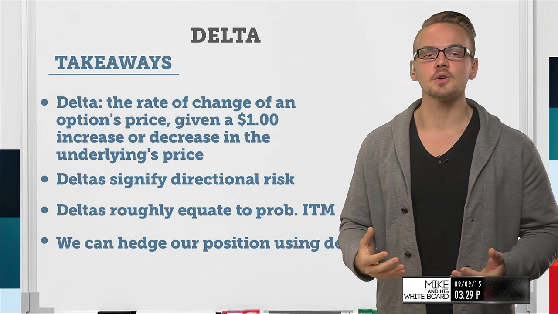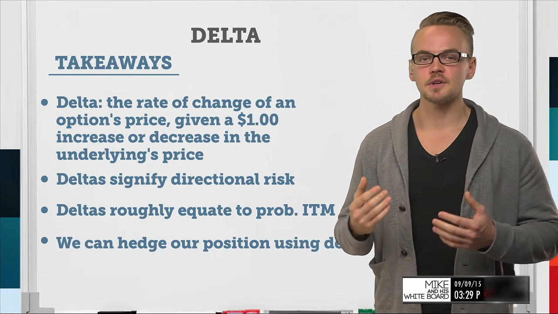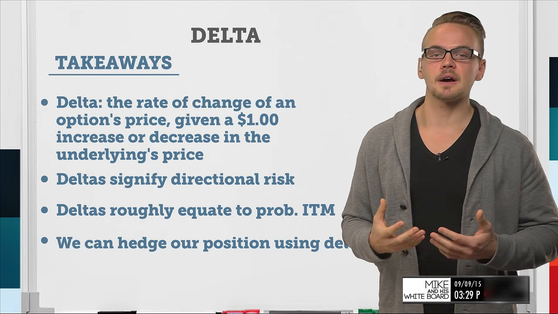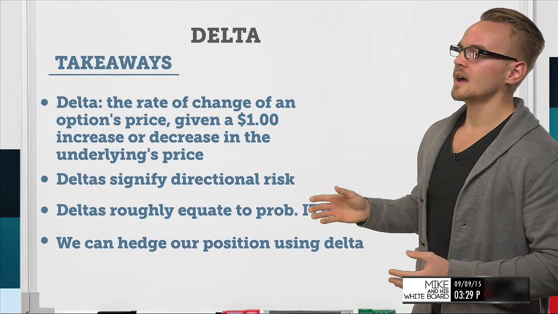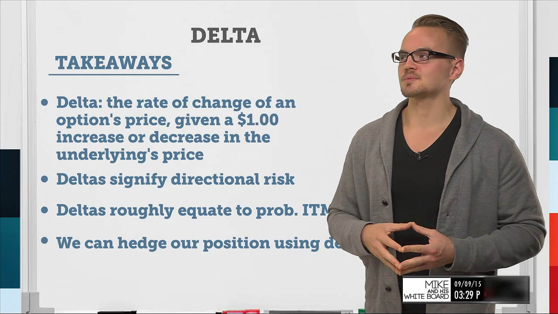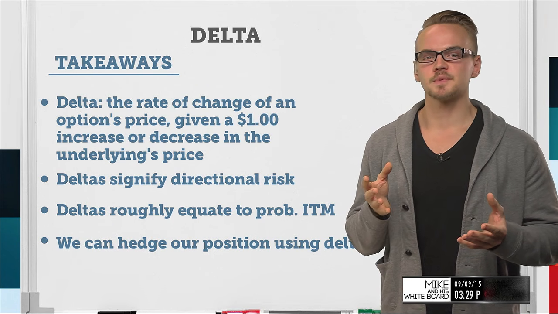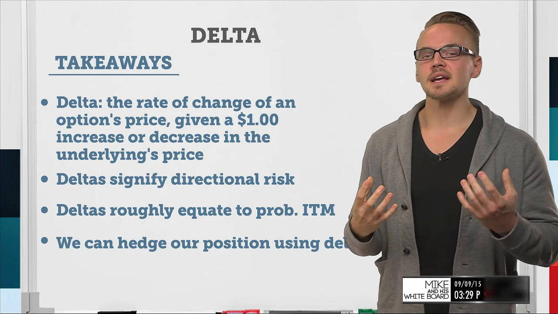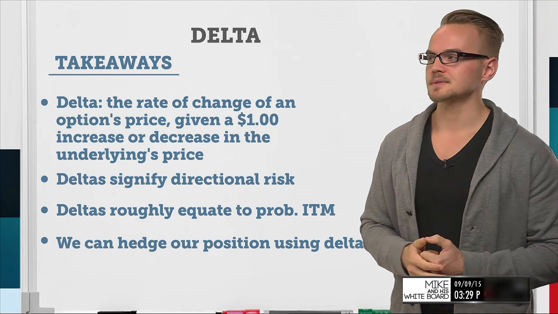So if the underlying goes in your favor, then that's going to be a good thing in terms of profitability. But if it goes against you, then I'm now going to be losing more money than I would have if I was directionally neutral or had zero deltas. And another takeaway is deltas roughly equate to probability of being in the money. So it's not going to be totally accurate or completely equal, but when you're looking at deltas and probability of being in the money, they're pretty much going to be the same values.